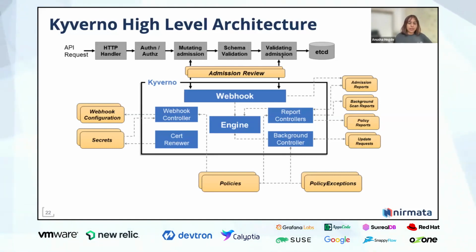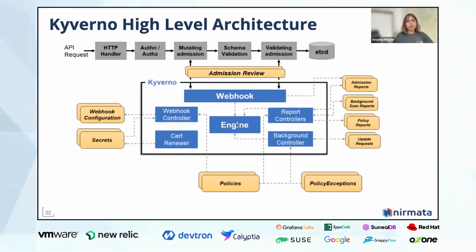At this point, if the validating admission control says this is a bad request, your request can be dropped. But if it says this is a good request, go ahead, only then is it persisted into etcd. In this entire API request path, Kyverno acts as an admission controller, both a mutating and a validating admission controller. This full box is a bunch of controllers and an engine, and this engine is the heart of Kyverno.